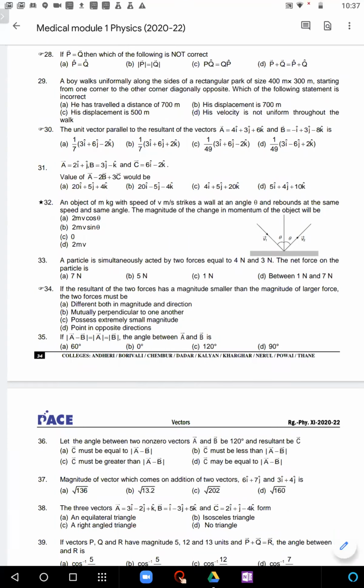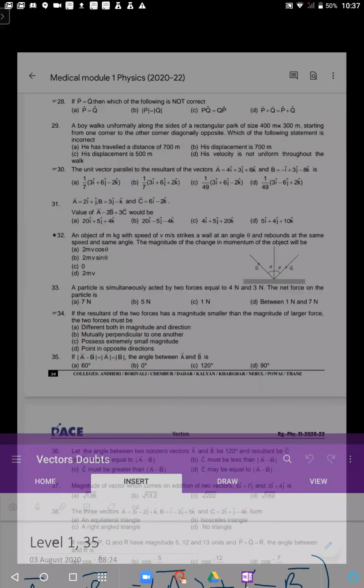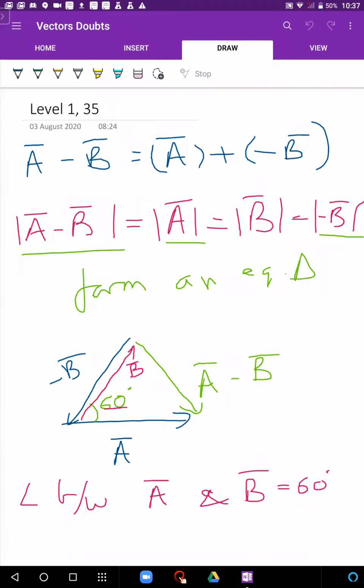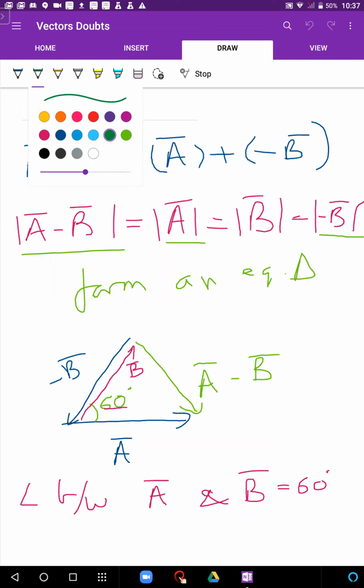The magnitude of A minus B is equal to that of A and B. First and foremost, you can actually do this quite easily. You could sit and use the formula for the difference: the magnitude of A minus B is root of A squared plus B squared plus 2AB cos theta, and work out the maths to figure out the answer. But the best way to do this is one of your standard triangles. Yes, this is one of your standard triangles. Why is this a standard triangle?